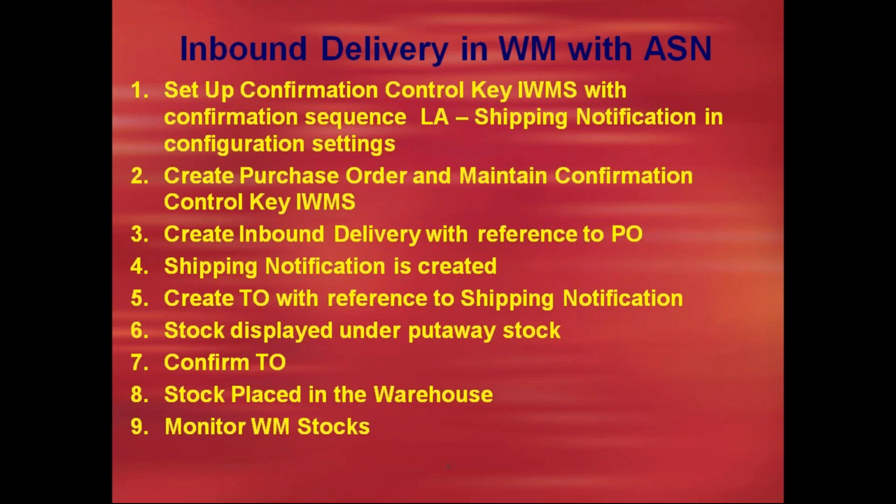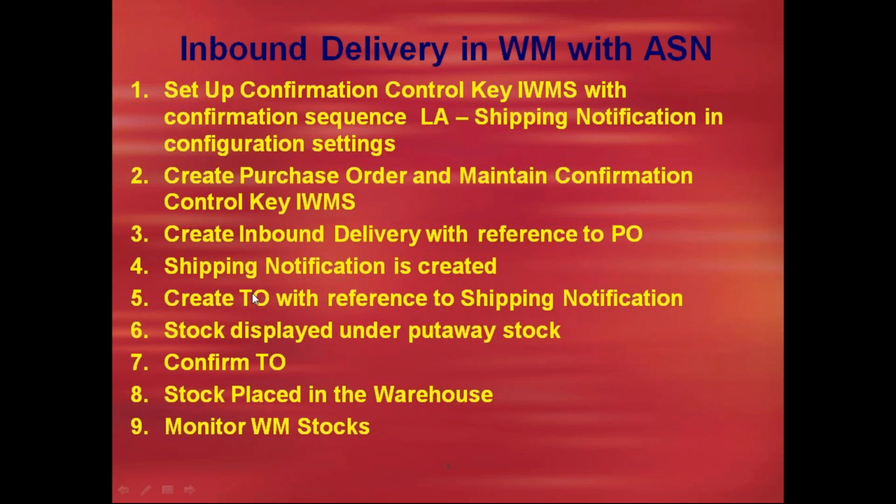So here we maintain the confirmation control keys in the background in the proper configuration settings. Then this confirmation control key will further contain confirmation sequence, that is shipping notification. After that, we create a purchase order by maintaining the confirmation control key parameters in the PO. Once PO is created, against the purchase order, we create inbound delivery with reference to PO. Then shipping notification is created. Then we create a TO with reference to shipping notification.